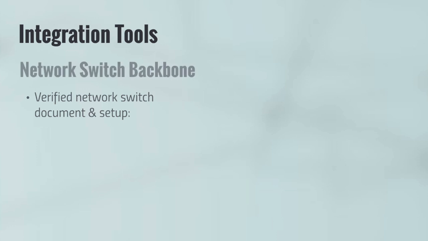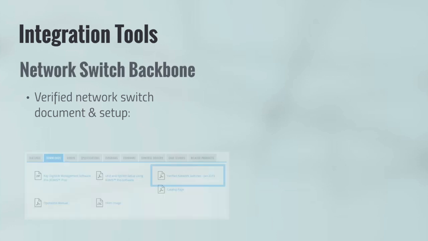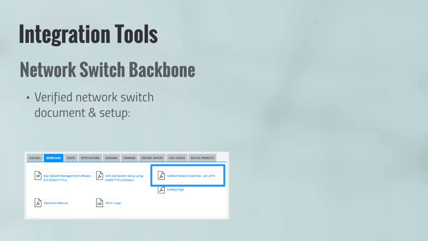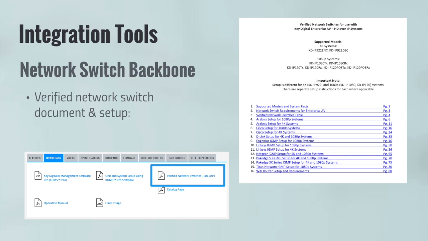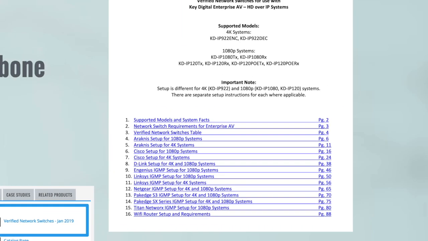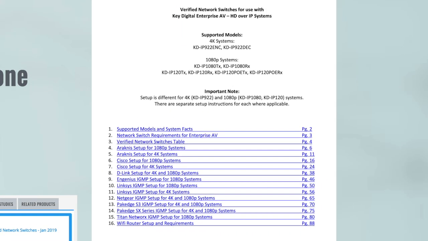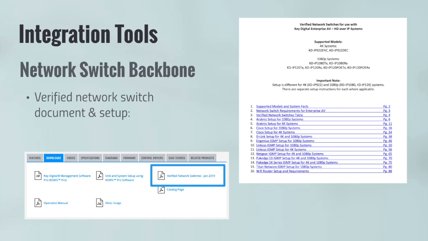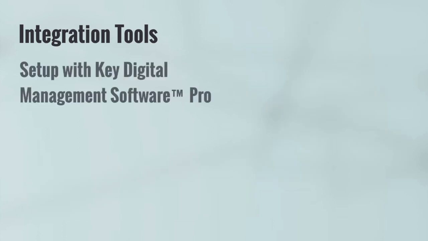On our website, we have our verified network switch document. And in that document, typically within about 5 to 10 pages, mostly pictures, we take you through step by step of how to configure that network switch, enabling things like the IGMP snooping, and in the case of the IP922, jumbo frame. Very easy though, and as I said, mostly pictures.